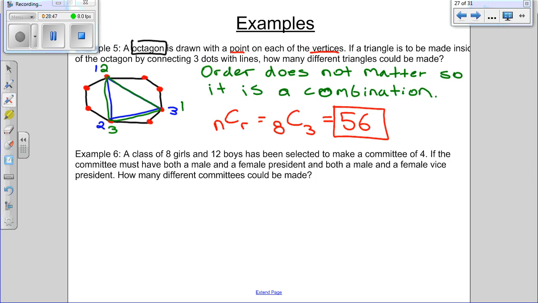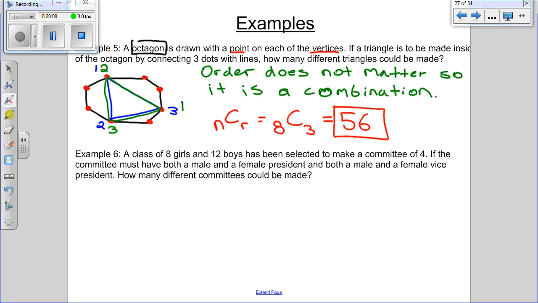All right, number 6. It says a class of 8 girls and 12 boys has been selected to make a committee of 4. The committee must have both a male and a female president, and both a male and a female vice president. How many different committees can be made?